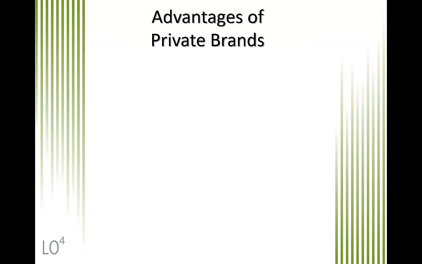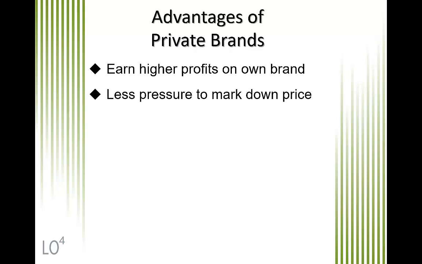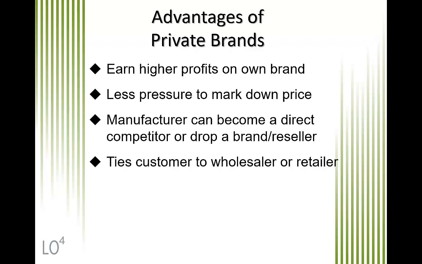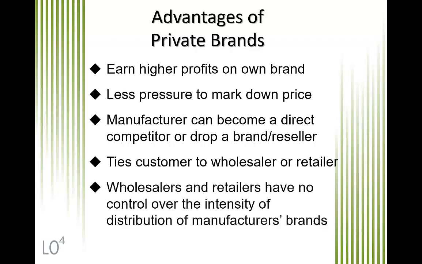There are also advantages of the private brands. First, they can earn higher profits on their own brand. Also, there is less pressure to mark down price. Manufacturers can become a direct competitor or drop a brand or a reseller. It ties customers to the wholesaler or retailer such as Costco or Walmart. Wholesalers and retailers have no control over the intensity of distribution of a manufacturer's brand.